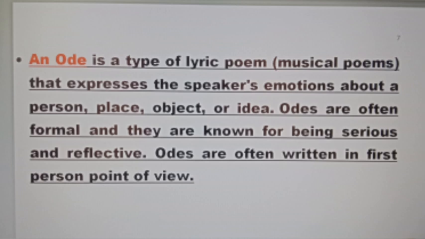An ode is a type of lyric poem, that is, musical poems that express the speaker's emotions about a person, place, object, or idea. Odes are often formal and they are known for being serious and reflective. Odes are often written in first-person point of view.